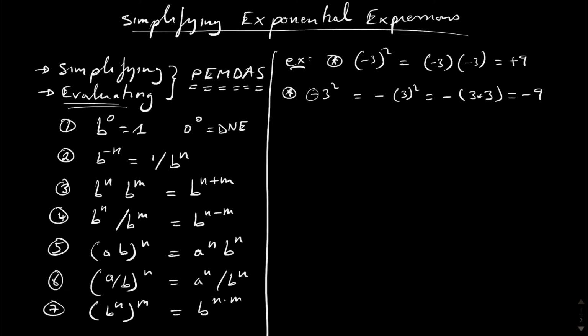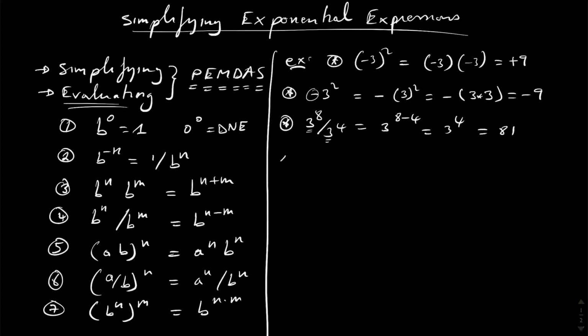Next, we have 3 to the power of 8 divided by 3 to the power of 4. For this particular one, we're going to use rule number 4, and you see that you have the same base here, 3, and the exponents are 8 and 4. So in order to simplify or evaluate it, you're going to have 3 raised to the power of 8 minus 4, which gives you 3 raised to the power of 4, and that should give you 81.